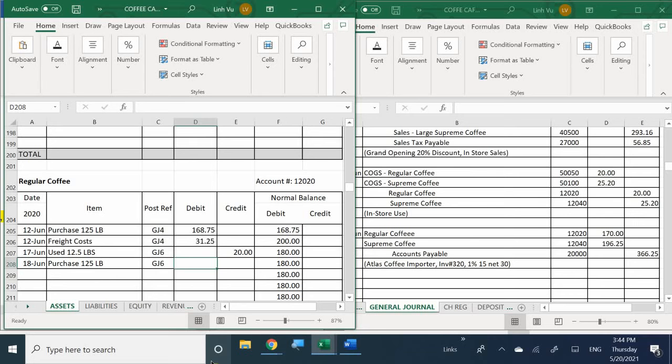Okay. How else would you fill this out? How many pounds did we buy, and what did it amount to? We bought 125 pounds at 136 each this time. Okay, that's fine. So that would be 170.